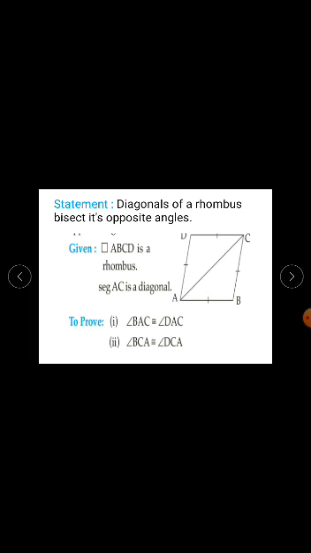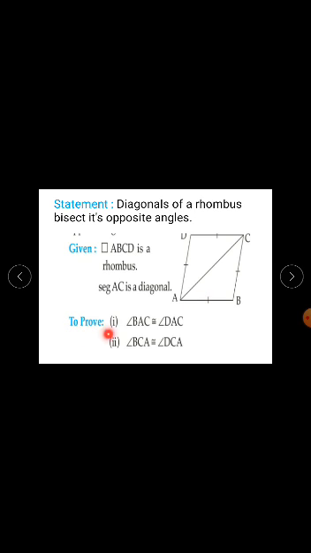Now, next theorem. Diagonals of a rhombus bisect its opposite angles. Again, ABCD is a rhombus and diagonals of a rhombus bisect its opposite angles. So, what is given? Quadrilateral ABCD is a rhombus. Segment AC is a diagonal.